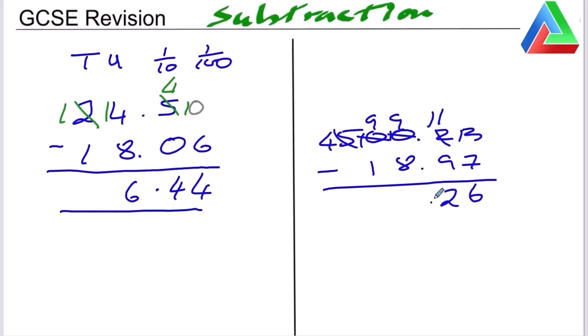Put the decimal point in. 9 subtract 8 is 1. 9 subtract 1 is 8. And the 4, we're not doing anything to, so 481.26. And that's all I'm doing on subtracting decimals.